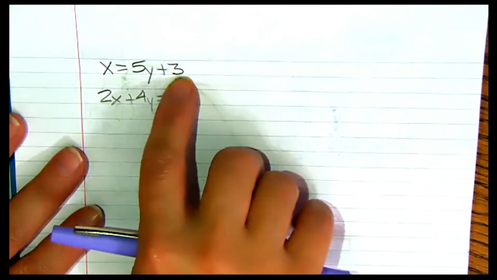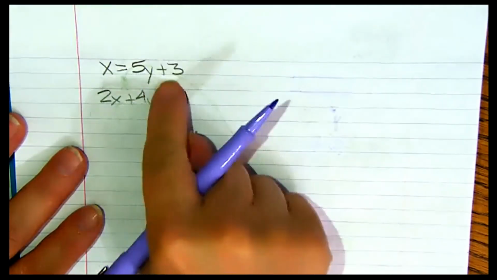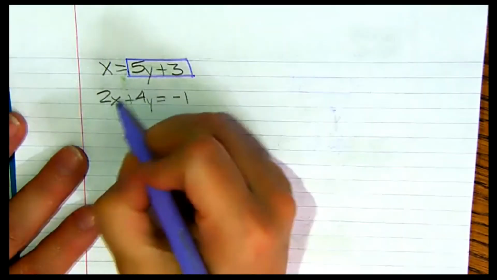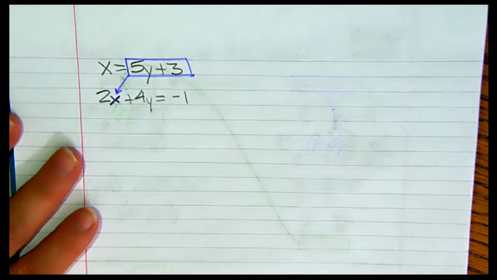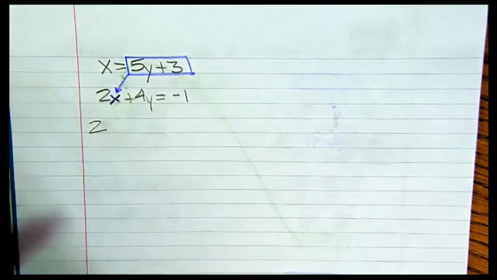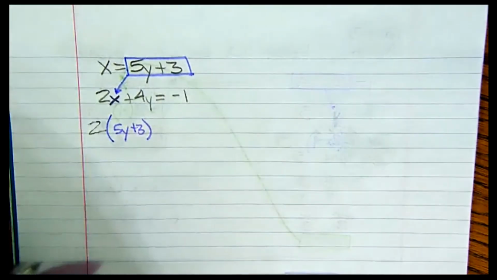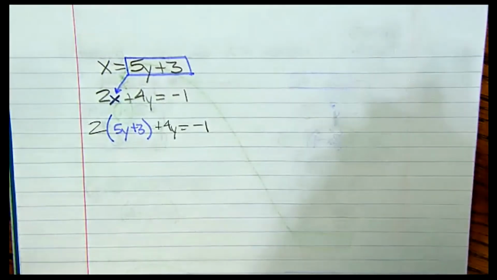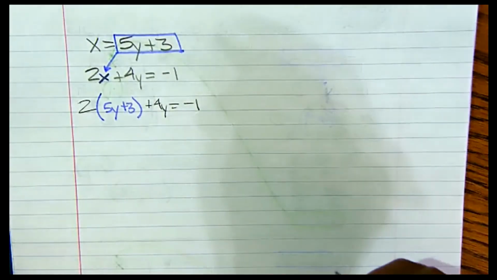So in this case, x is equal to 5y plus 3. X is equal to this. So I'm going to substitute. I'm going to take all of this, and I'm going to substitute it for x. So I'm going to rewrite my equation. 2 times 5y plus 3 plus 4y equals -1. And then I'm going to solve this equation just like I would any other equation.